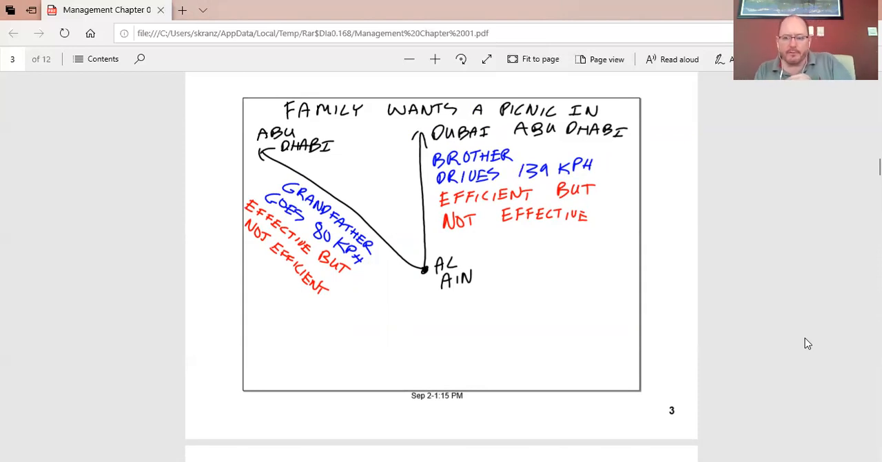saying to your grandfather, Grandpa, could you drive a little bit faster because we'd like to get to Abu Dhabi? Or saying to your brother, if you're playing a game in the back seat and you look up and you see the sign says Dubai, you say to your brother, you idiot, you're on the wrong road. We're going to Dubai. We're supposed to be going to Abu Dhabi. Anyhow, planning, organizing, leading, controlling.